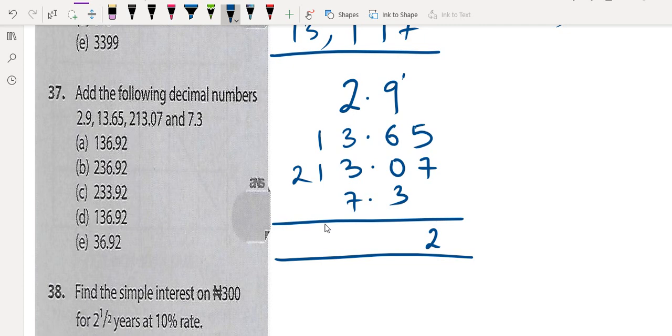Add 10, 10, 16, 19. Write down 3, 6, 9, 16. So what's the answer? 236.9. Option B.